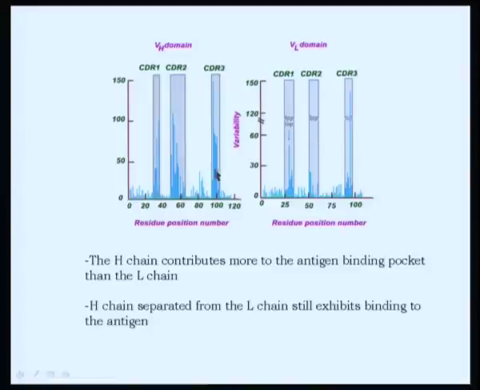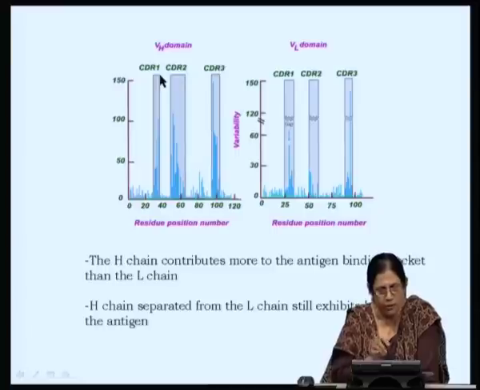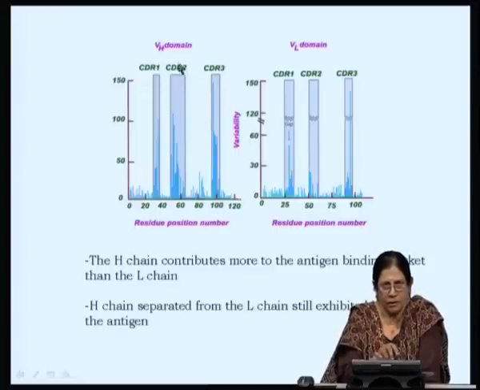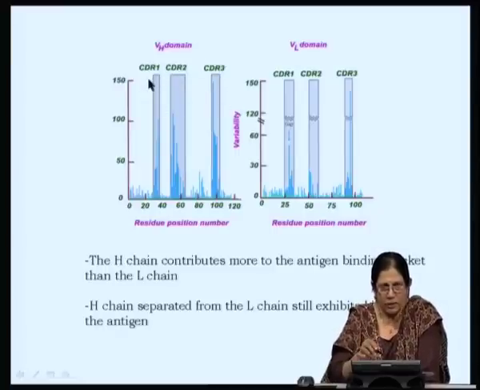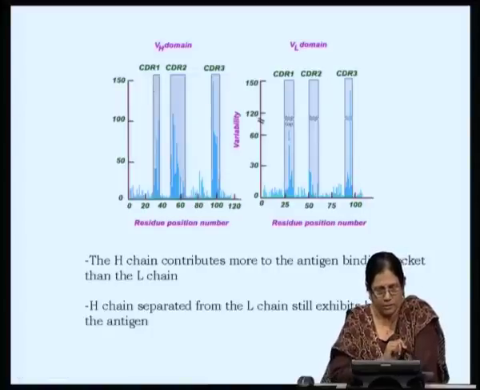Now, these three regions are flanked by more or less constant domains. Of course, there is a region here which is more variable than the others. So, they coined the terms CDR 1, 2 and 3. CDR stands for complementarity determining regions, because by then they already knew that these were the regions by which antibodies or B cell receptors bound their cognate antigen.